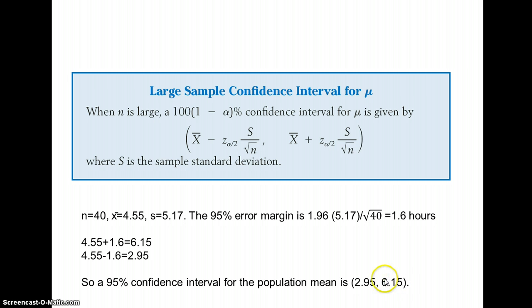But when you say this, you can only say I'm 95% sure the population mean, the average number of hours of the entire university, is between these two numbers. It's within this interval, this range, and you're not 100% sure. But 95% sure is still pretty good. Okay, so this is the formula to find the confidence interval.